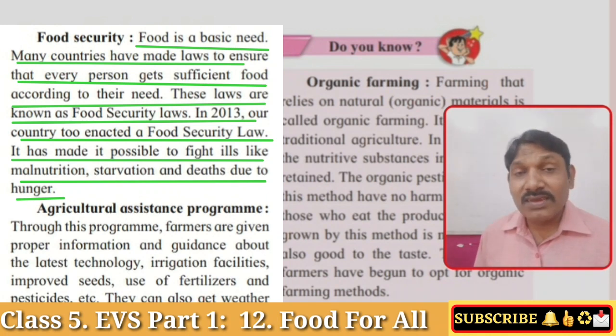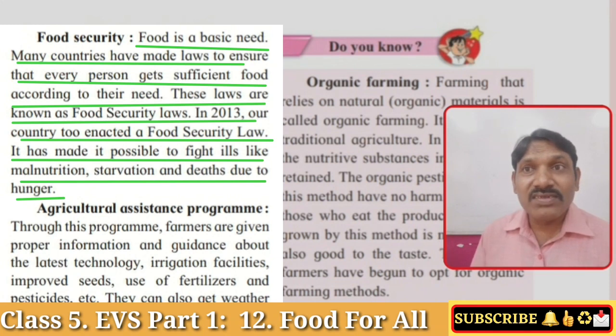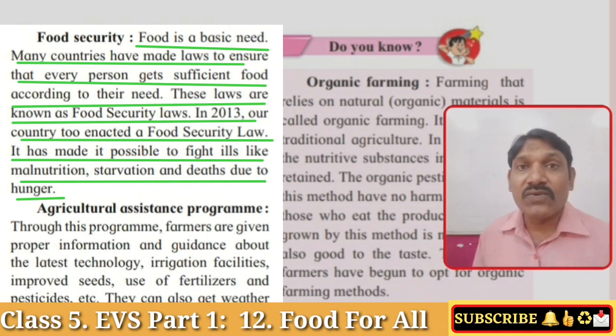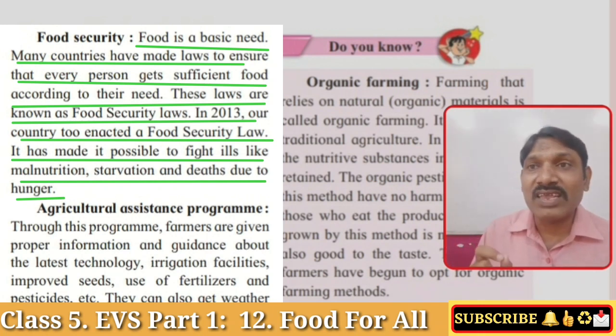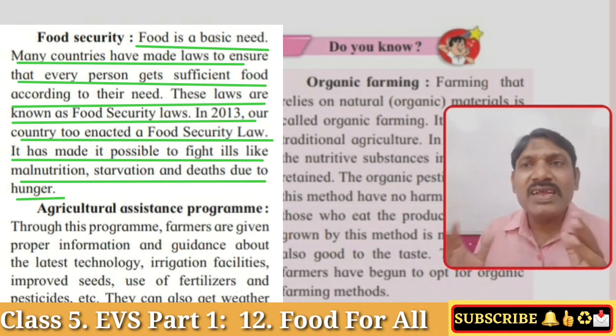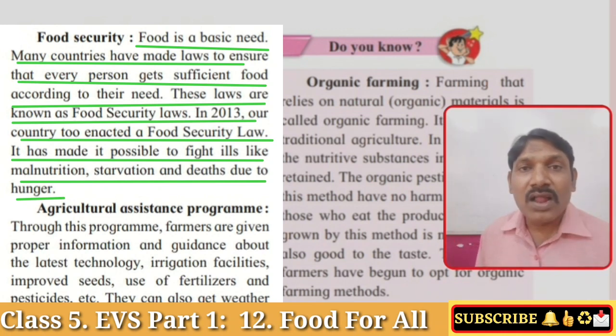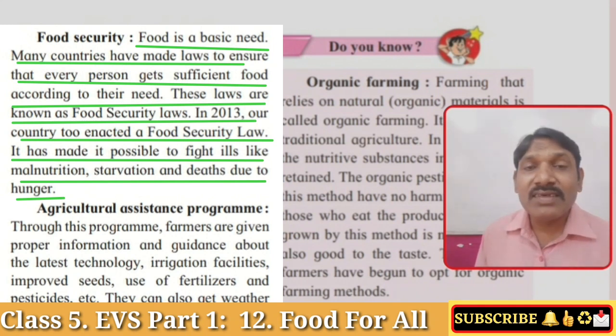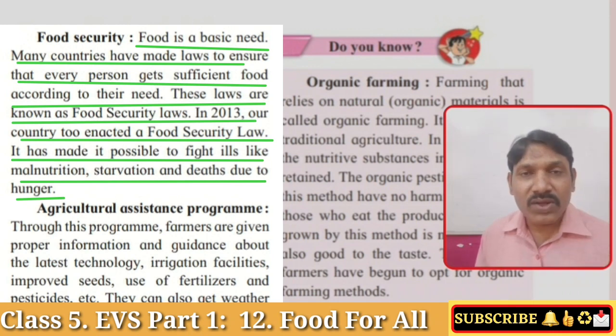Yes student, it is very important to secure the food. Why? Because food is a basic need and each and everybody should get food. The need for food should be fulfilled, and it is very important to make it secure, and for that purpose many countries have made laws to ensure the security of food, so that every person gets sufficient food in sufficient quantity. And this is called a food security law.